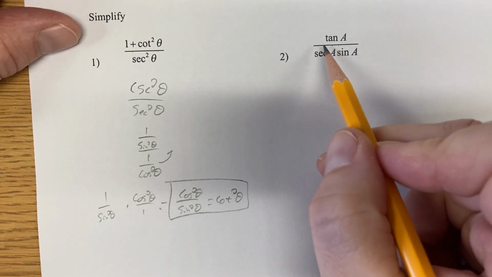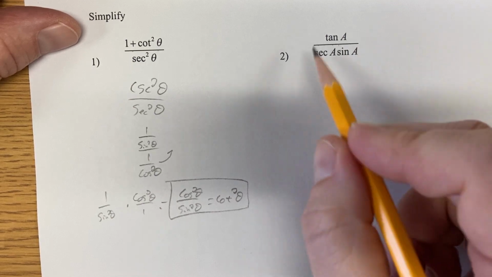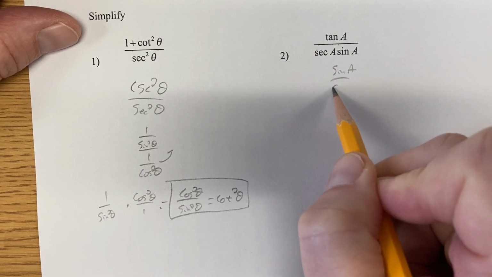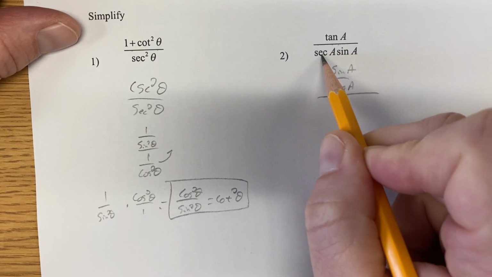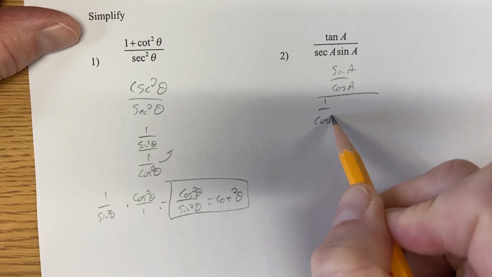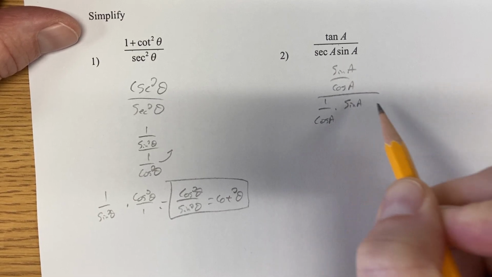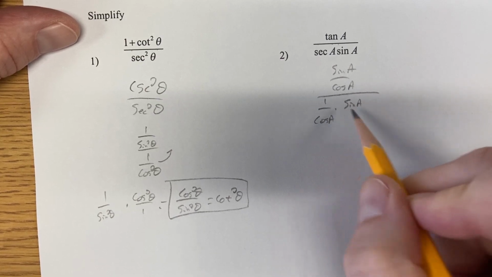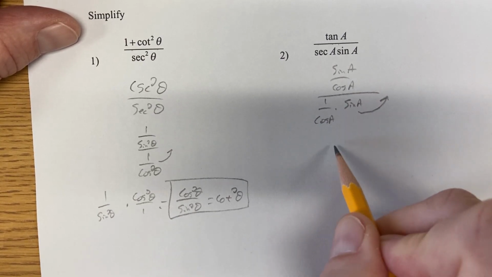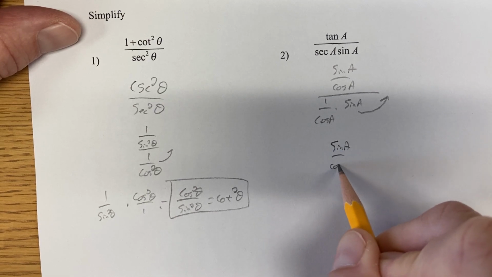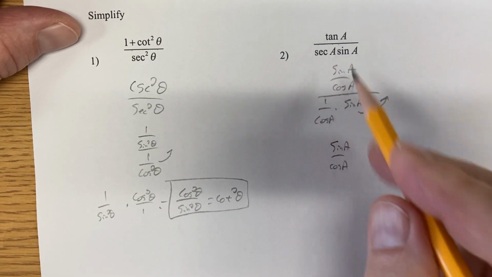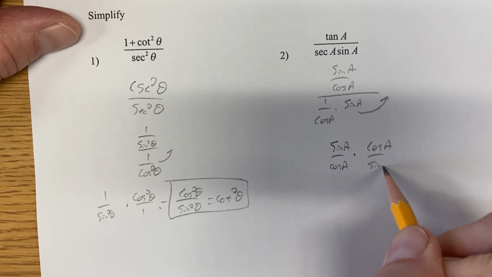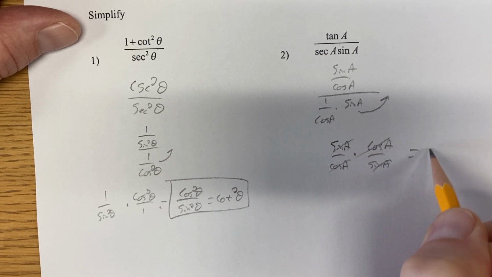So I think either of these two would be acceptable. For number 2, there's no squareds plus ones or anything, so we can't go that route. So I'm just going to take that tangent and write that as sine over cosine. And on the bottom, we have secant, which is 1 over cosine times sine. Okay? So this bottom here turns into sine over cosine. We're going to bring that up and flip it. So we have the sine over cosine from the top, from the tangent, times this flipped over, cosine over sine. These cancel, and we get 1.